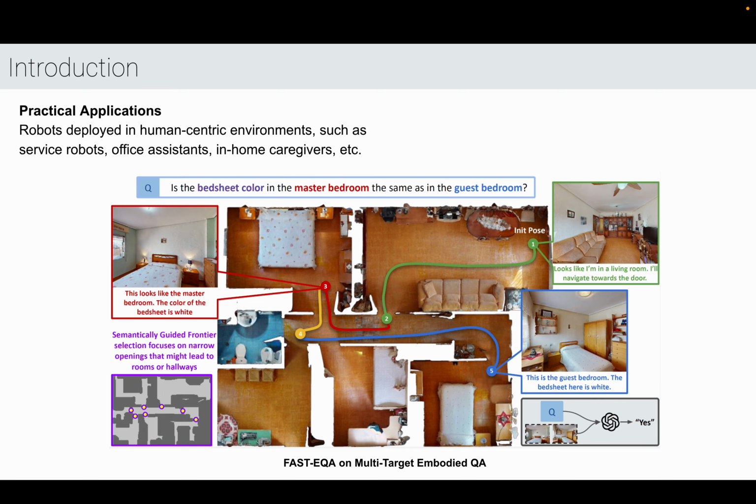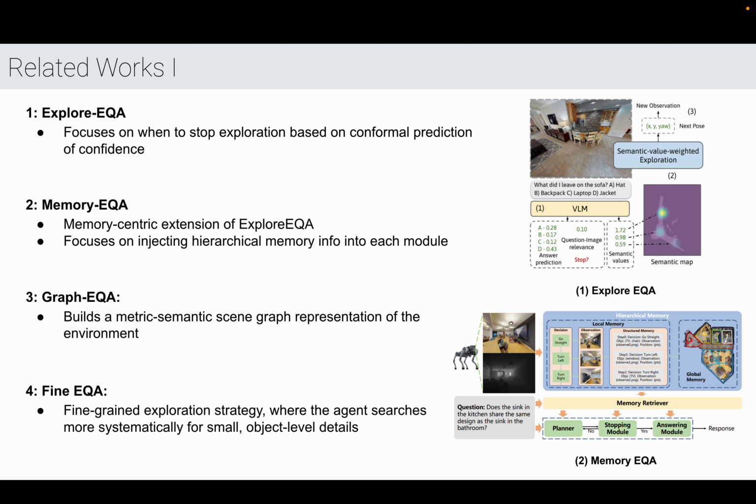Practically, this has a number of applications, for example, for robots deployed in human-centric environments such as service robots, office assistants, or in-home caregivers, and must respond to queries such as, is the bedsheet color in the master bedroom the same as in the guest bedroom, in which the agent, starting from a random location, has to explore to both bedrooms, look at the color, make the comparison, and answer the question.